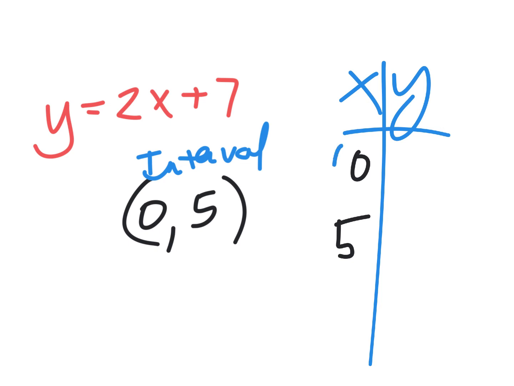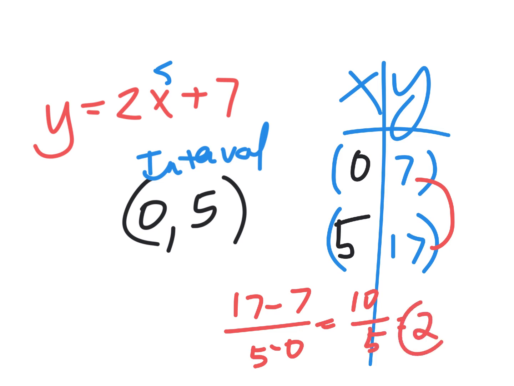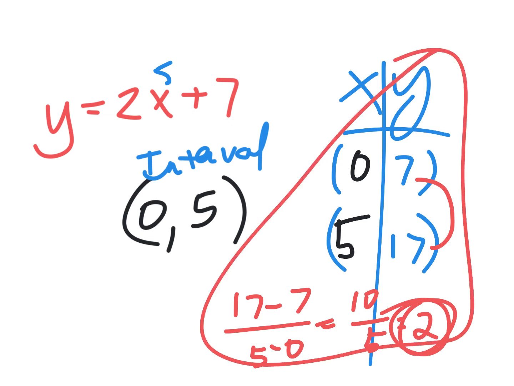So stick in a 0 and you get 7. And you stick in a 5 and then you get 5 times 2 is 10 plus 7 is 17. And then if we go do the slope on it, it'll be 17 minus 7 over 5 minus 0. And that is 10 over 5, which is 2. Big surprise. So it works on straight lines, but do we really want to do this whole big process? No. If it was a straight line, I just know it was there.